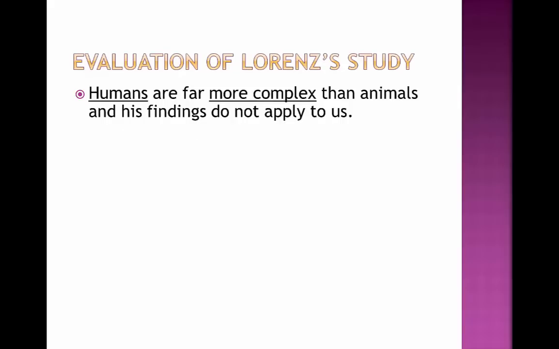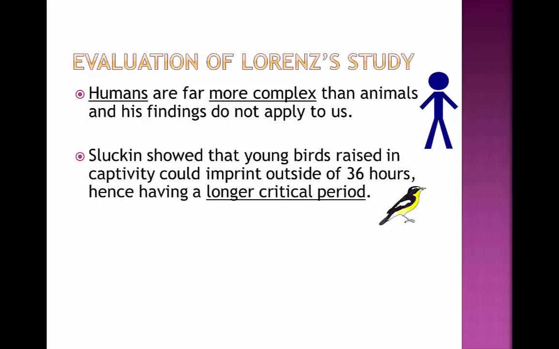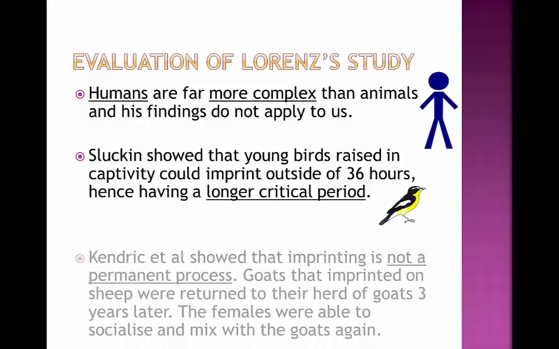So now we're going to evaluate his experiment and his ideas. Firstly, humans are far more complex than animals, and his findings don't really apply to us. Also, Sluckin showed that young birds raised in captivity could imprint outside 36 hours, hence having a longer critical period. So this means his whole idea of the critical period may be wrong and disproved.